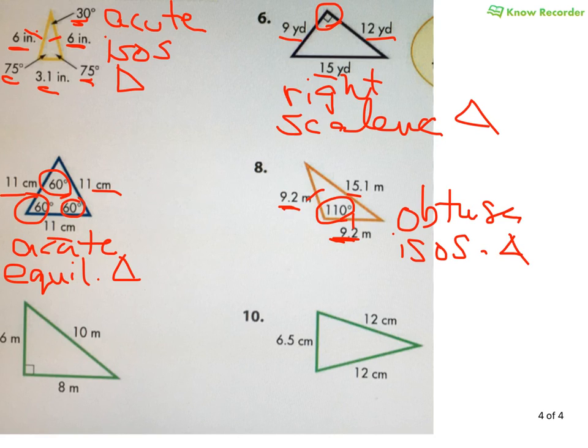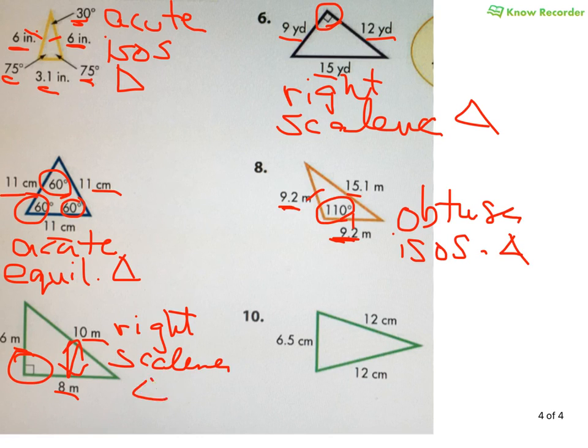Down here, we have a right angle. 6, 8, 10. They're all different. So it's a scalene triangle. And finally, none of these look like a 90-degree angle. They all look less. So it's acute. 12, 12, and 6. 2 of them are the same. It's an isosceles triangle. And that's all we got today, guys.